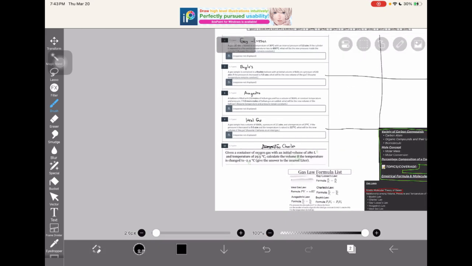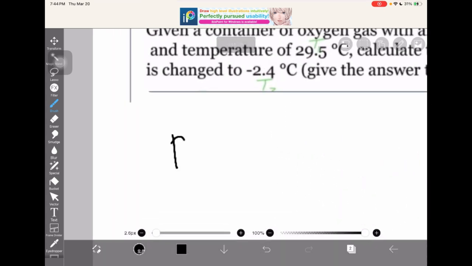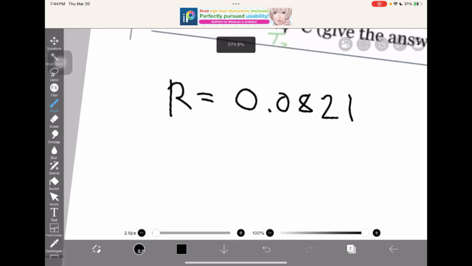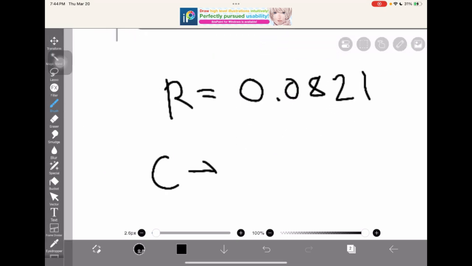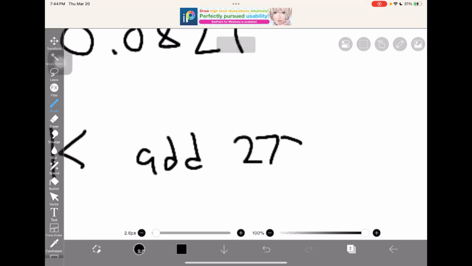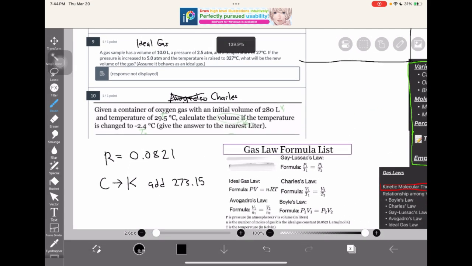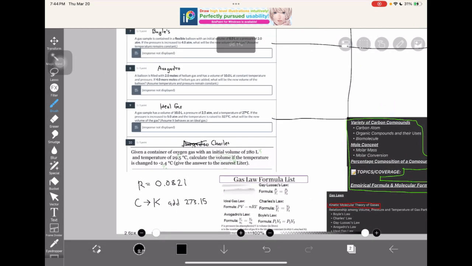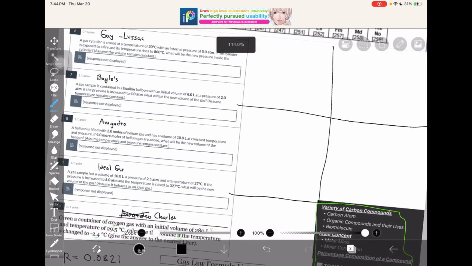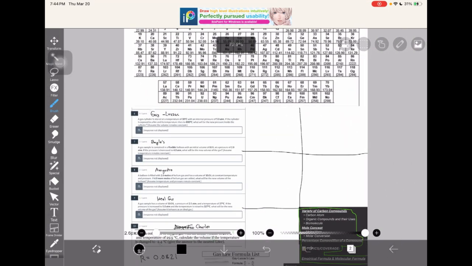So I'll mention some important stuff first. First and foremost, R in the ideal gas law is always 0.0821, and from Celsius to Kelvin, it's just add 273.15. So we need to make sure every single temperature is in Kelvin. Let's get started. I'm gonna go by the order of discussion here, so it's Boyle's. So let's do number 7 first.